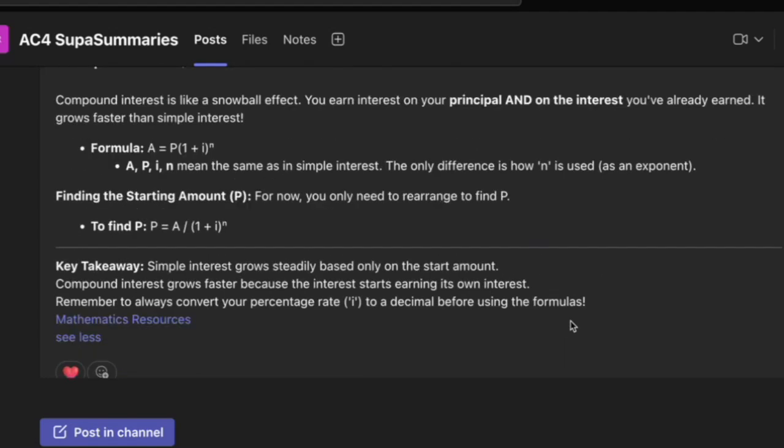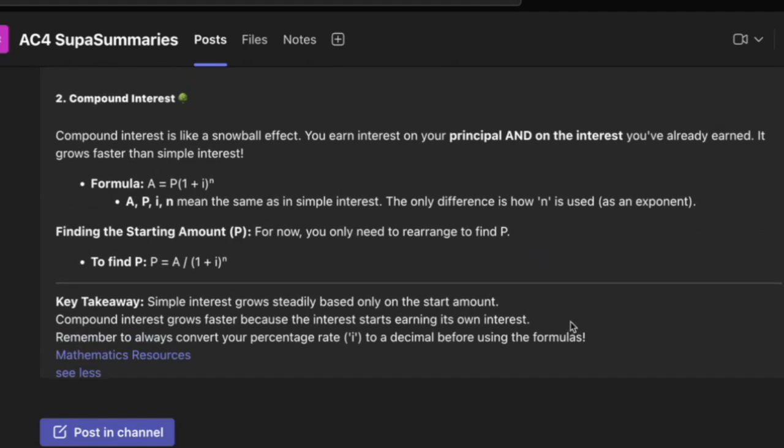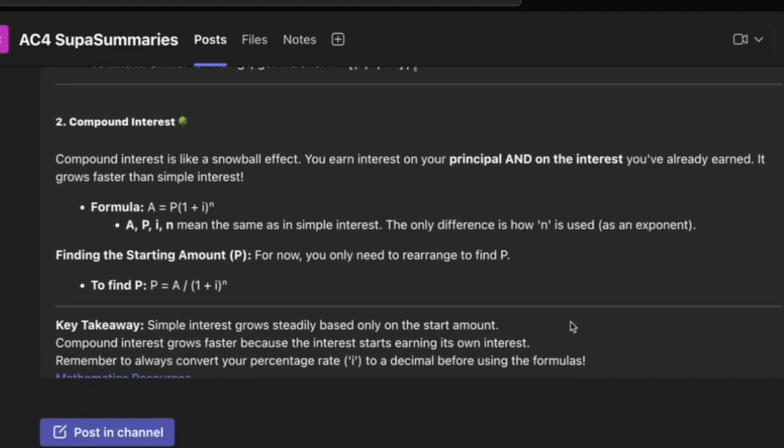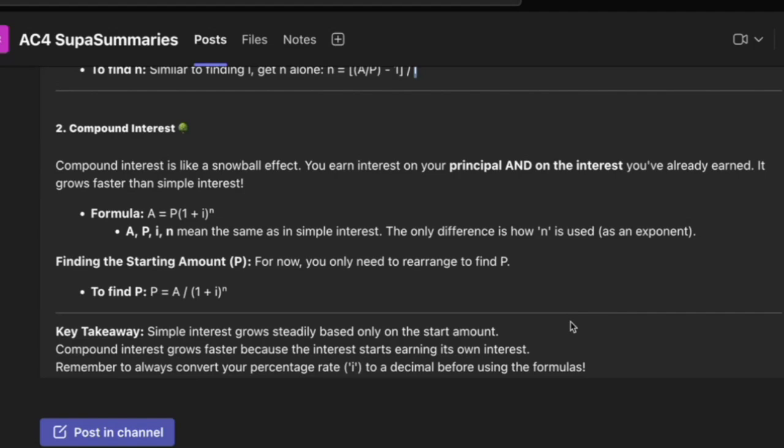Compound interest is much more interesting. Why? Because it's like a snowball. It gets bigger and bigger each year, because you're earning interest on what you started with and on the interest that you earned in the previous year. So it grows faster and faster and faster. The formula looks a lot like simple interest, except that N is now an exponent.